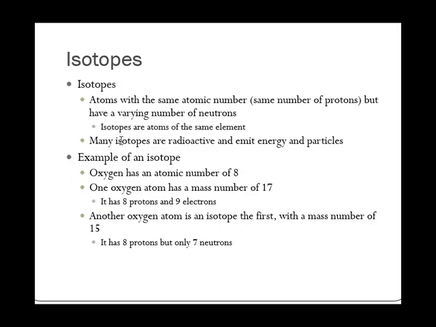The reason why they're important, or at least one reason, is because some isotopes are more radioactive than others. For example, carbon-14, which has 14 mass, falls apart, whereas carbon-12, which has 12, does not.